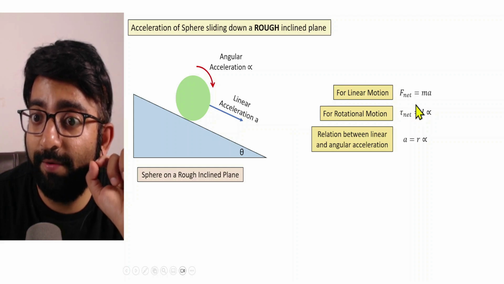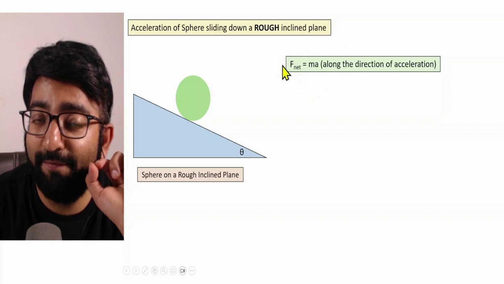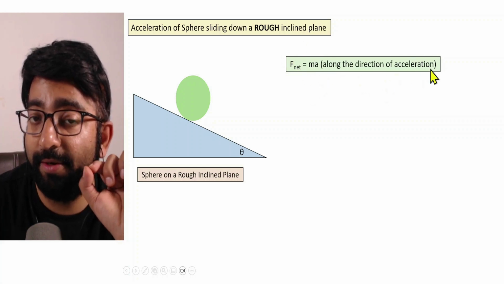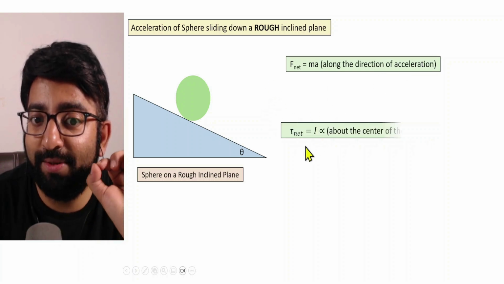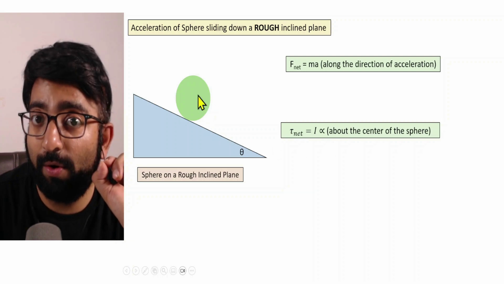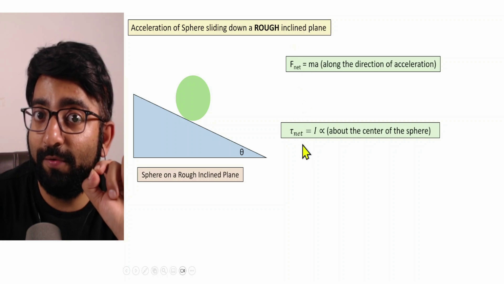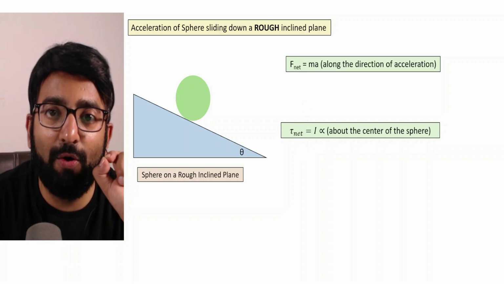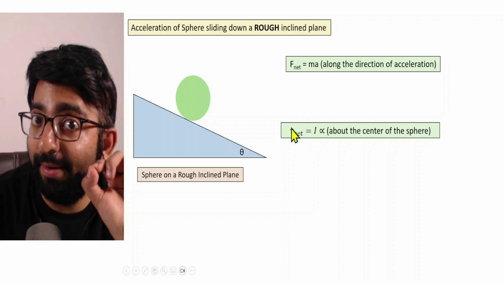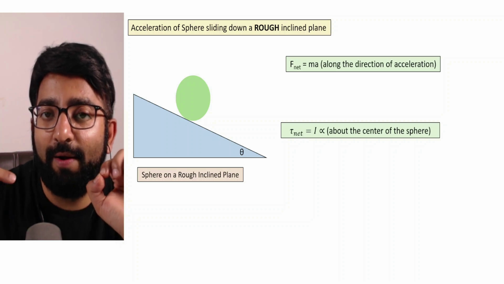For the linear motion, we will use F net is equal to m into a, but remember, the concept F net is equal to ma needs to be applied along the direction of linear acceleration. Similarly, for the second equation, net torque is equal to I alpha, we will apply this about the center of the sphere. Now, remember, force is always a constant, but the value of torque will change depending on about which point you are finding the torque. So, torque value depends on the hinge point or the pivot point, the point about which we have to find the torque.